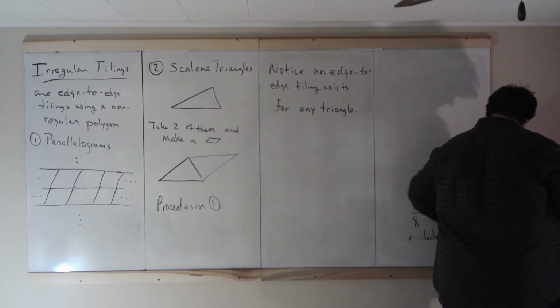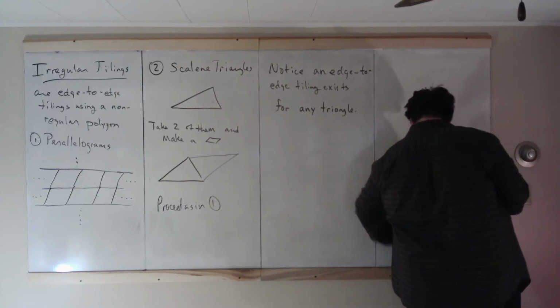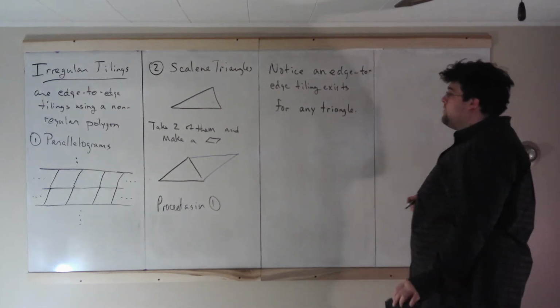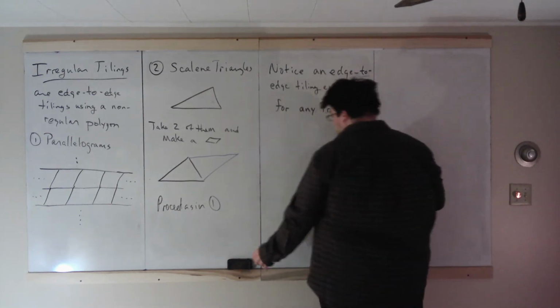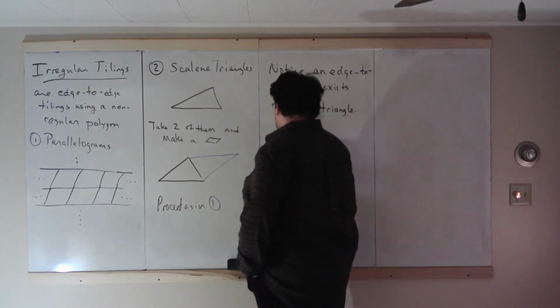Well, that's nice. An edge-to-edge tiling exists for any triangle. Does that happen for other shapes? Well, triangle is a three-gon. Does that happen for other shapes? Well, what's the next gon? How about a four-gon?